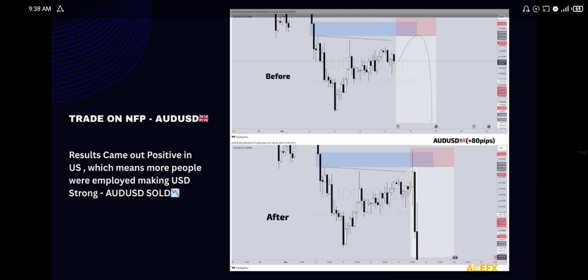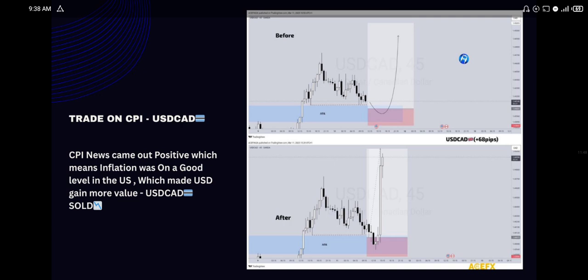This was me trading NFP. I think this was 2024, right? September 2024. If you zoom in, you see the date. So this was me trading CPI on USD CAD. This was one of my favorite trades. I actually doubled my lot size on this pair. I will not lie to you, because I knew the direction of CPI before it even came out.